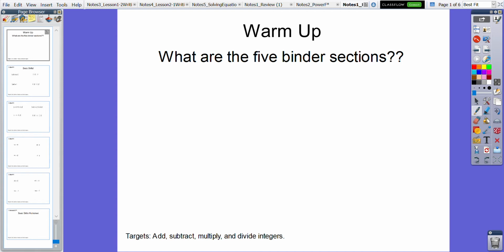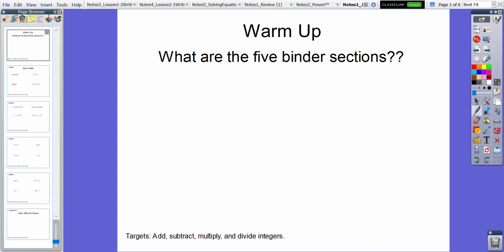First of all, your warm-up for today: according to the syllabus, what are my 5 binder sections? If we were to have a binder in class, how would I want you to have them organized? Please make sure you have that figured out. And let's go ahead and get started here, okay?